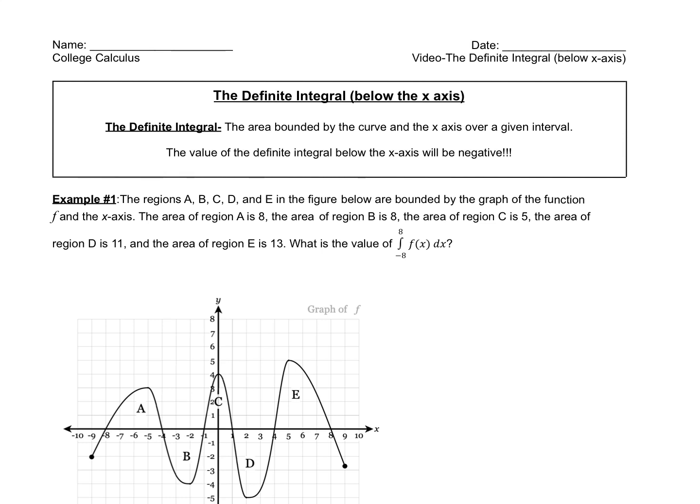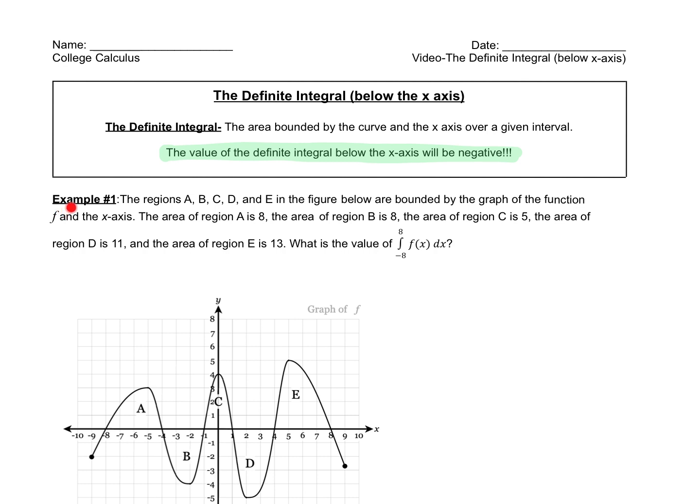Hi everyone, in today's lesson we're going to talk about the definite integral, but this time below the x-axis. So we know that the definite integral is the area bounded by the curve and the x-axis over a given interval. But the new piece of information is that the value of the definite integral below the x-axis will be negative. We haven't done any examples like this yet, so I'd like to talk about one now.